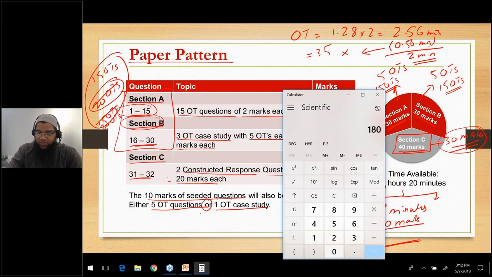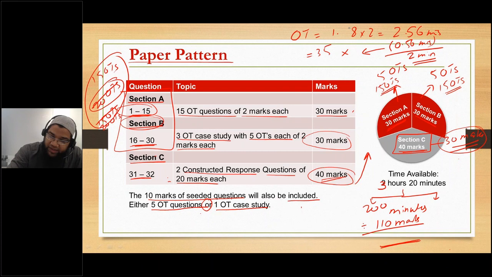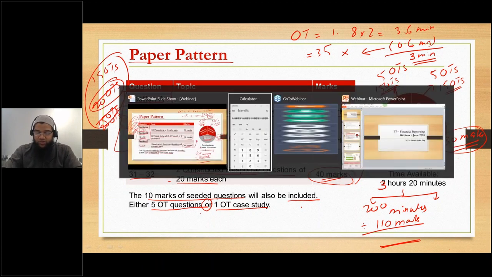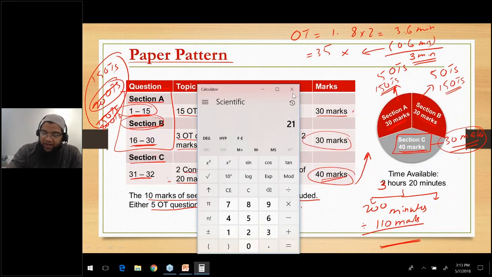3 hours into 60 minutes plus 20 minutes will be 200. Divided by 110 marks will be 1.8 minutes per mark. So this is actually 1.8 minutes per mark into 2 is equal to 3.6 minutes that will be available. So you have to save actually 0.6 minutes from this, and you have to invest 3 minutes in one OT question, and the 0.6 minutes saved into 35 will actually give you 21 extra minutes.